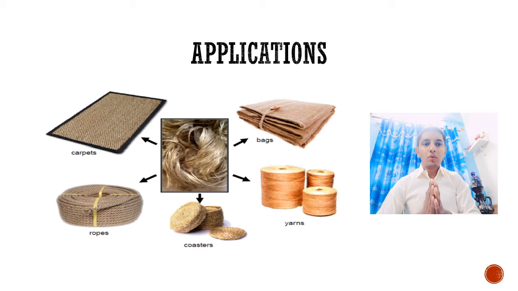It is mixed with wool and used in cheap clothing. Applications of jute fibers. Jute is used in making carpets. Jute is used in making bags. Jute is used in making ropes. Jute is used in making yarns. Jute is used in making coasters. Coasters means a kind of basket.